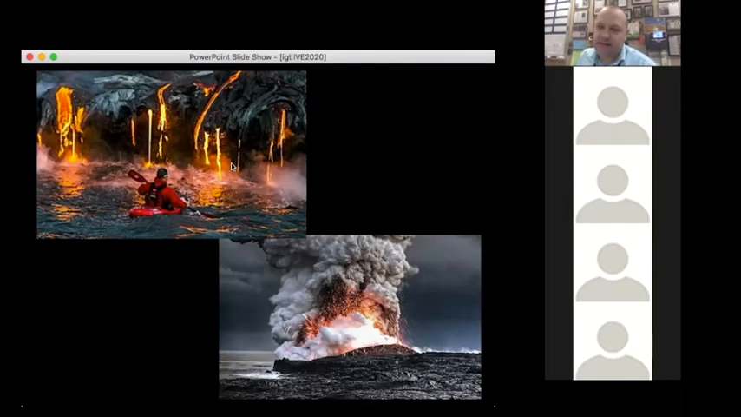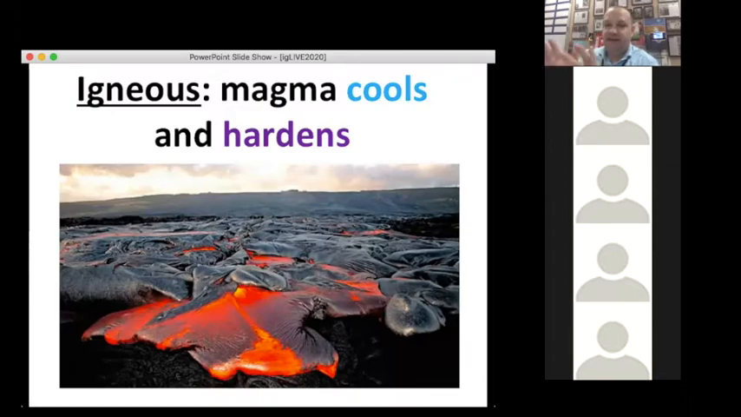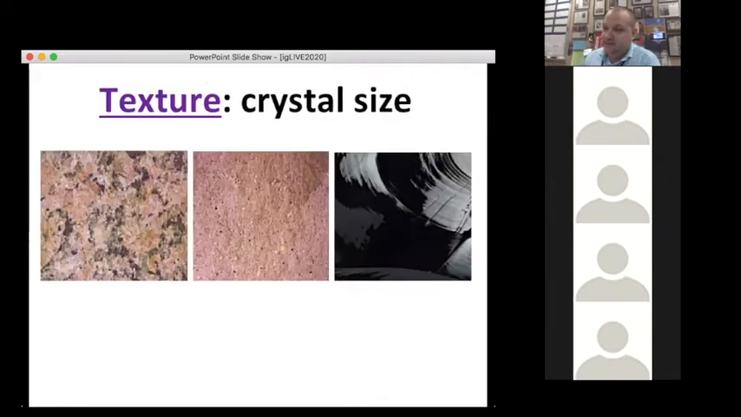Now, not all lava is the same. Some lava has a lot more gas in it. Igneous are when we have magma, liquid rock, and it cools and becomes solid. Igneous is when liquid rock turns into solid rock. Texture. You might have heard some of these words before.